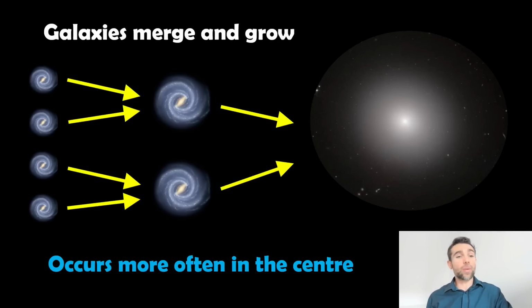But if you've got an environment where you've got lots of galaxies merging, colliding, then over time you're going to get a much bigger galaxy at the end. And in the centre parts of clusters where there's more galaxies per unit volume, this is going to occur more often. So you're more likely going to end up with a bigger galaxy at the centre than anywhere else in these particular clusters.